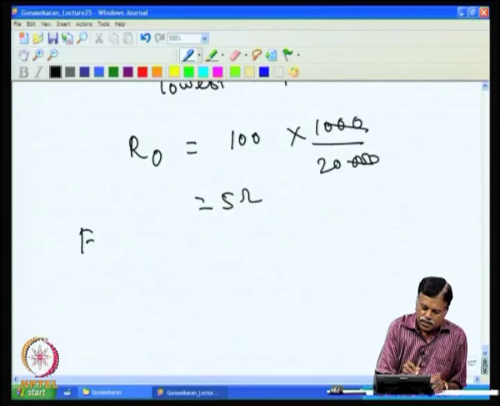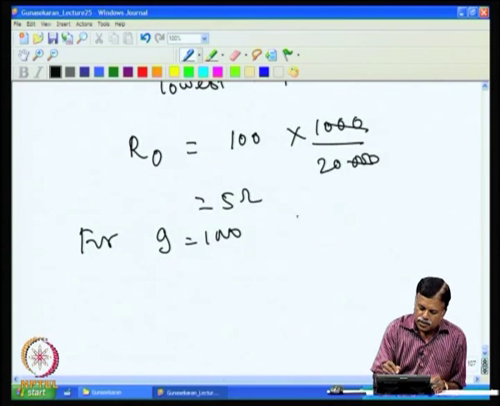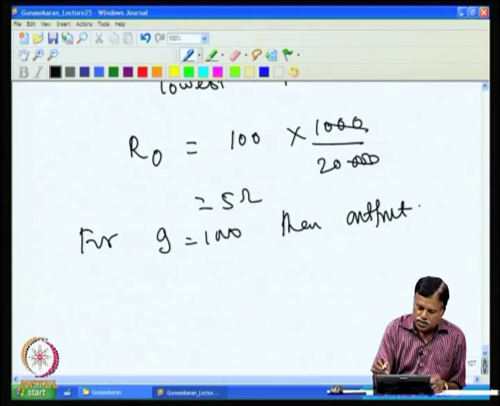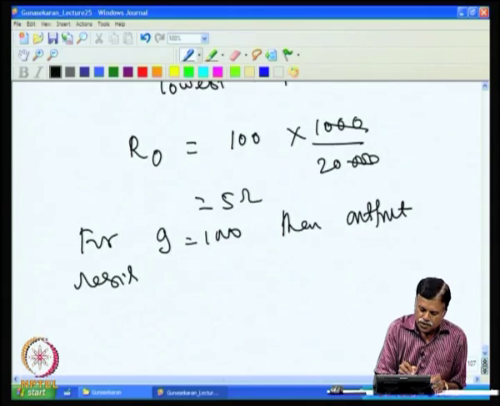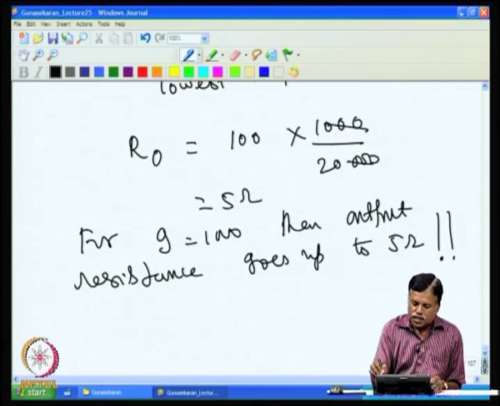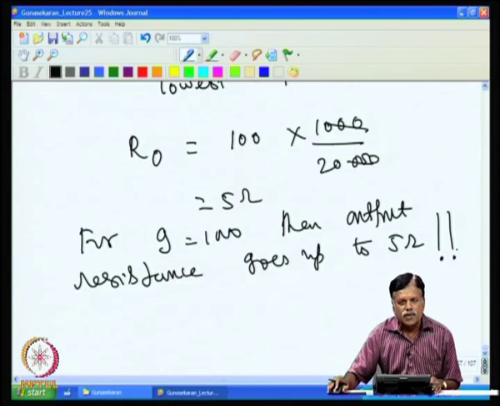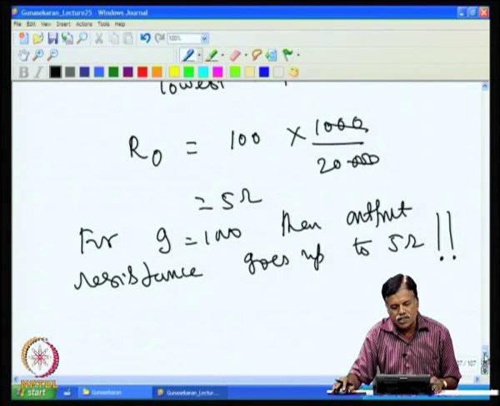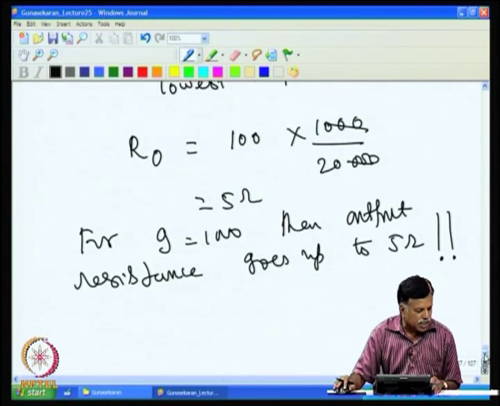For a gain of 1000, that is, for G equal to 1000, the output resistance goes up to 5 ohms. This is actually very large. So one should not think that the output resistance of the op amp is always close to 0 and constant. It can be very high if you try to get more gain.